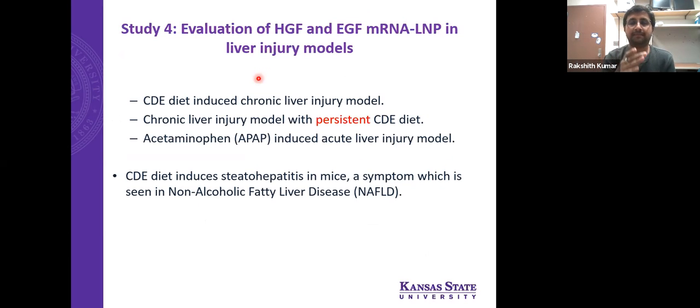After confirming that the hepatocyte mitogen HGF makes the hepatocytes proliferate, they evaluated HGF and EGF encoding mRNA in different liver injury models, like a chronic liver injury model and an acute liver injury model. First they did the chronic liver injury model. They fed the CDE diet, as I explained in the introduction. The CDE diet is a choline-deficient, ethionine-supplemented diet. It induces steatohepatitis in mice, which is a symptom in non-alcoholic fatty liver disease.